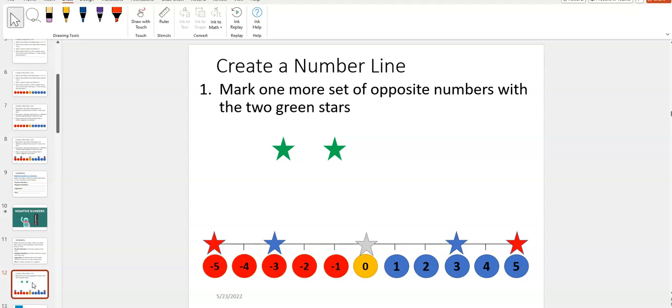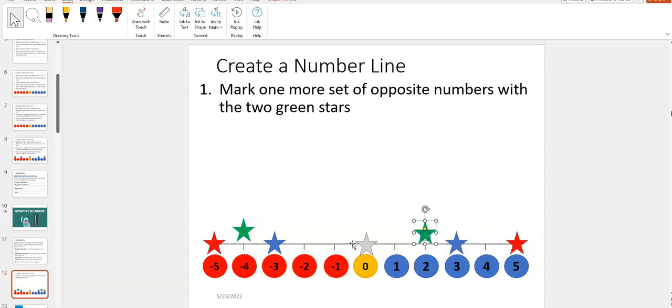Otherwise, we're going to look here. So here you can see that when we were doing our stickers previously, we were doing stickers on opposite numbers. So 3 and -3 are opposites because they're both 3 units away from 0. 5 and -5 are opposites because they're both 5 units away from 0. So now you're going to take a green marker, and you're going to do 2 more sets of opposites, and they can be anything. So I could do -4 and +4. Those are both 4 units from 0. Those are opposites.